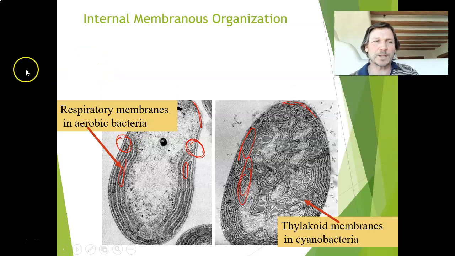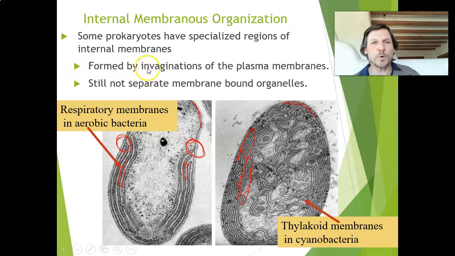So I just want to point out that even though they don't have membrane-bound organelles, they do have some special membrane on the inside. Both of these are examples of things when we talk about metabolism, and the way they do metabolism is using electron transport chains on the membrane. They're formed by these folding in, what we call invaginations of the plasma membrane. Plasma membrane is the same as cell membrane, and they're not separate membrane-bound organelles yet.